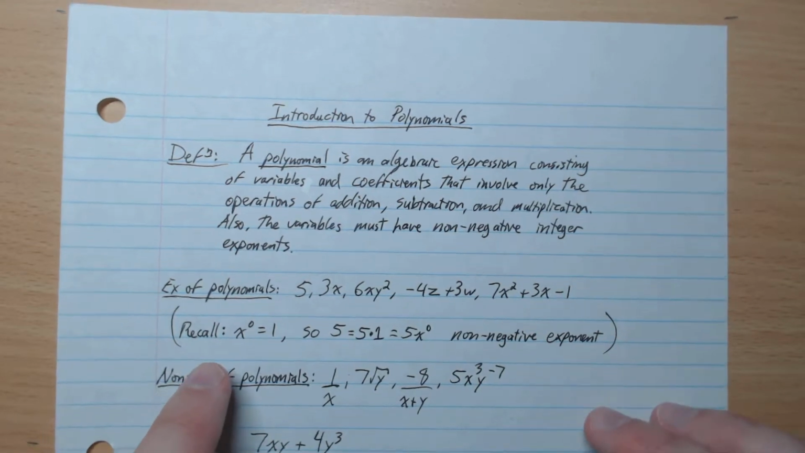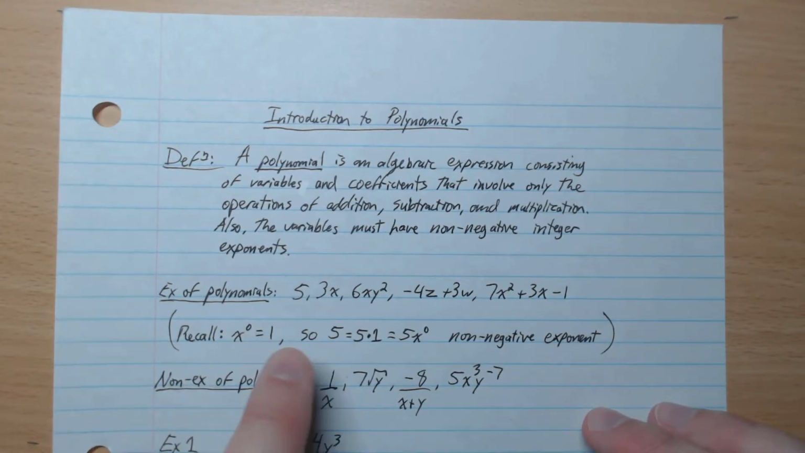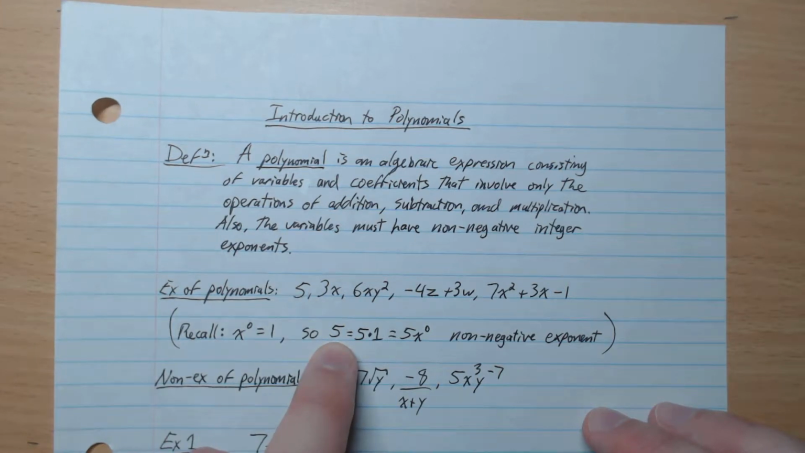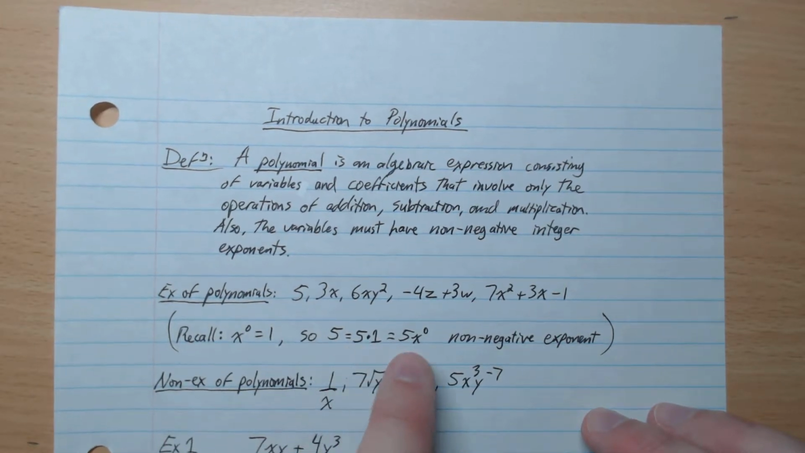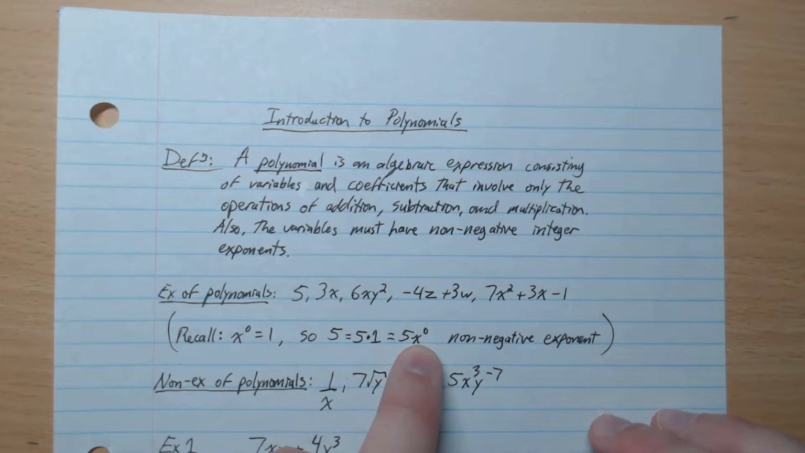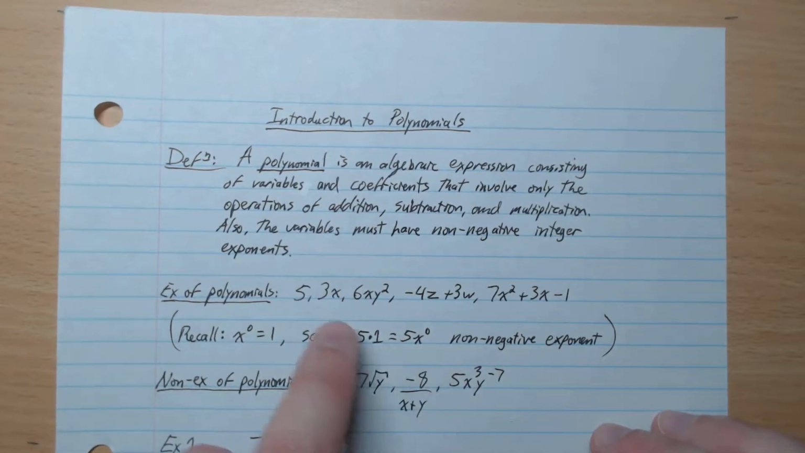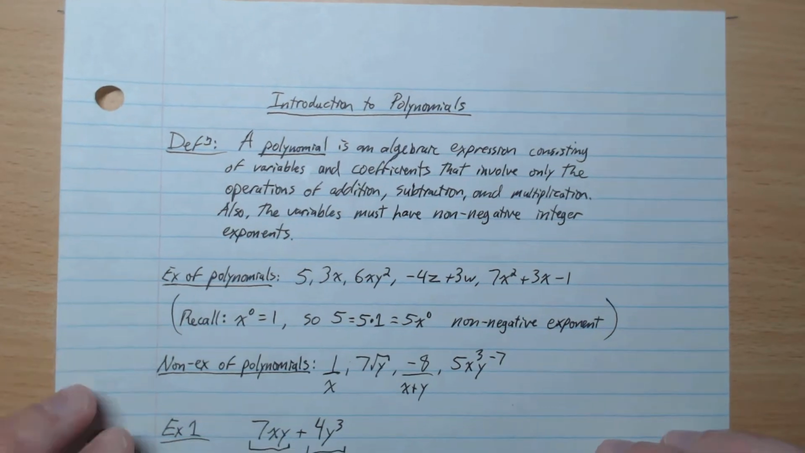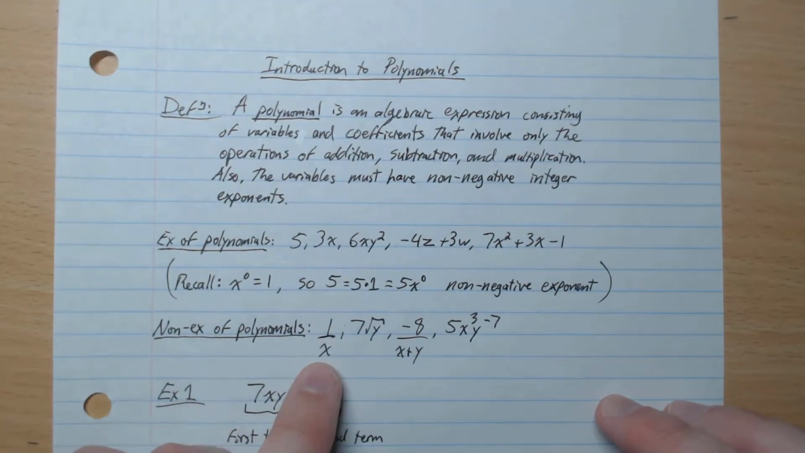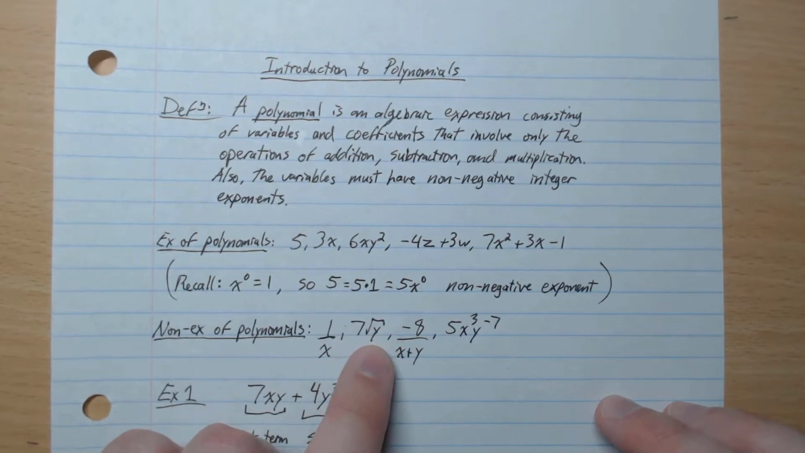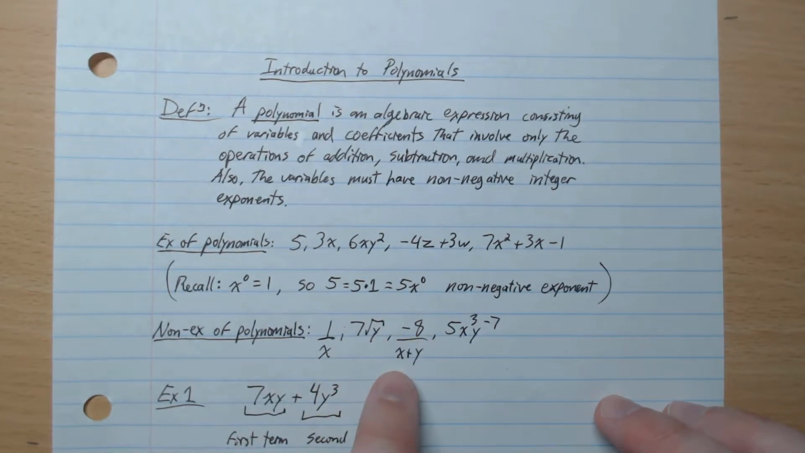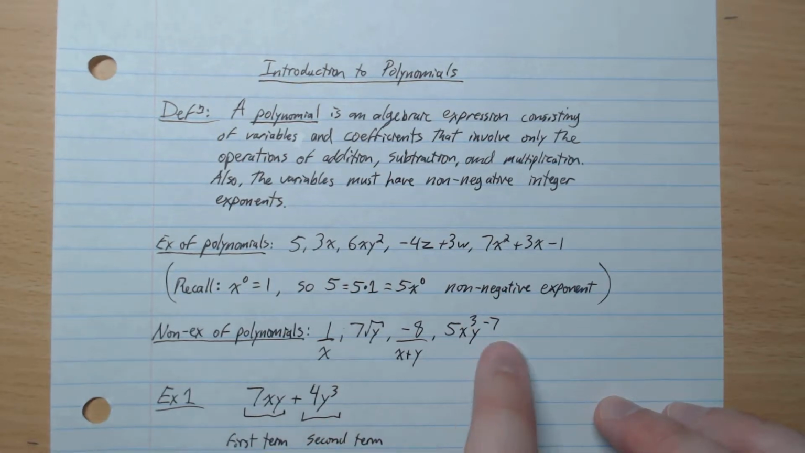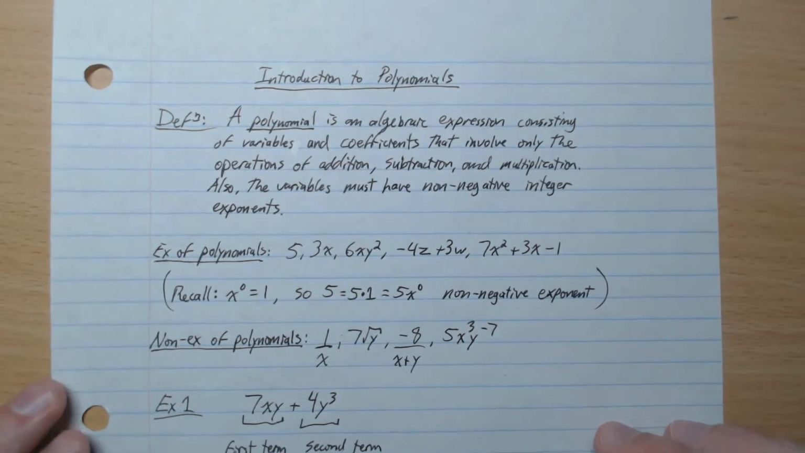So just a quick recall here, x to the 0 is 1. So when there's 5 on its own like that, it's the same as 5 times 1, which is the same as 5 times x to the 0. So this is a non-negative exponent, so that's why it is allowed to be called a polynomial. Non-examples of polynomial: 1 over x, 7 square root y, negative 8 over x plus y, 5x cubed y to the negative 7. So here this exponent is negative, so that's why it is not a polynomial.